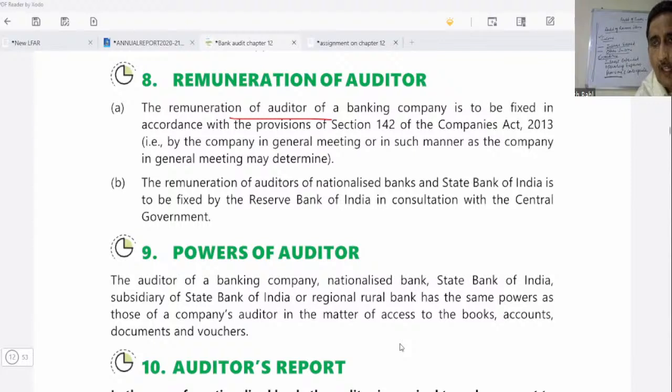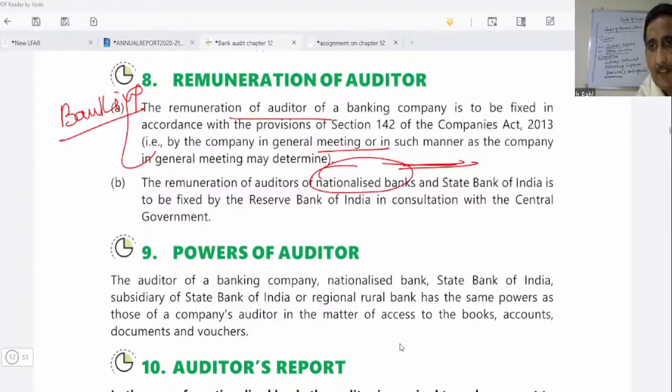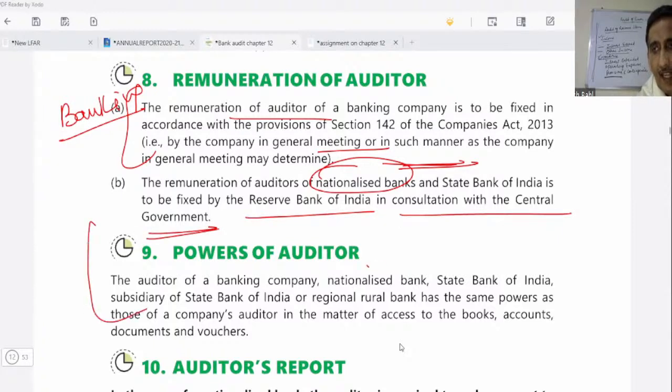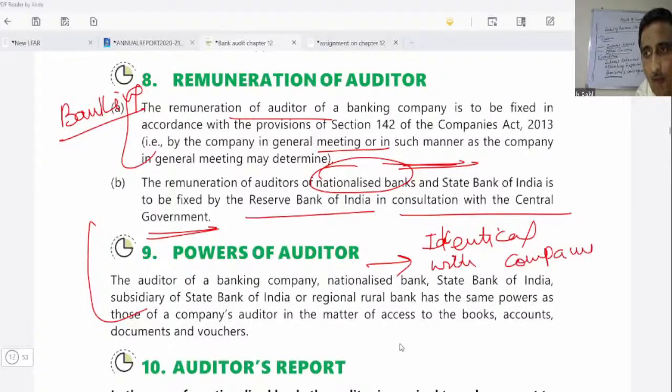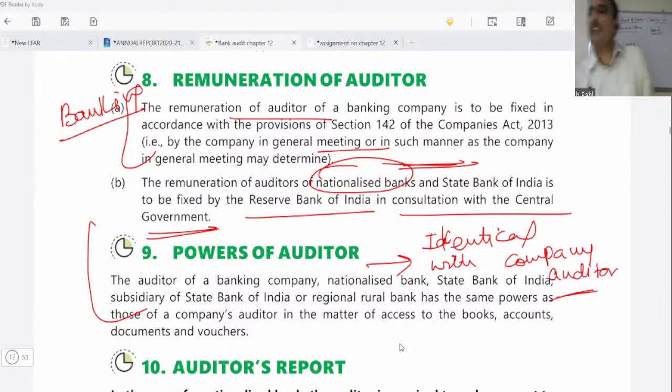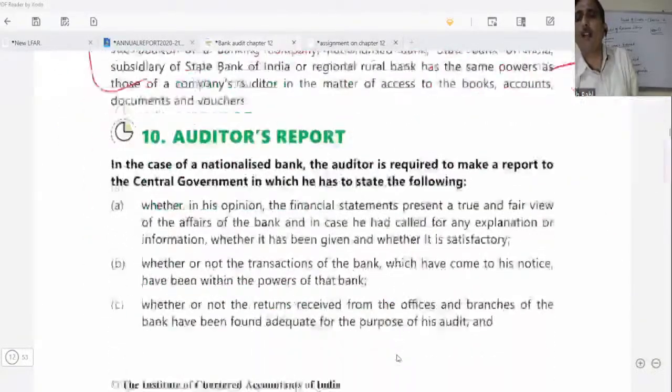Remuneration of auditor in case of a banking company is made by shareholders in AGM, like in case of a company. And remuneration of auditors in case of nationalized banks is fixed by RBI in consultation with central government. Powers of auditor, again, are identical with company auditor, no difference. Whatever you had done in your chapter on company audit, all the powers the bank auditor has.